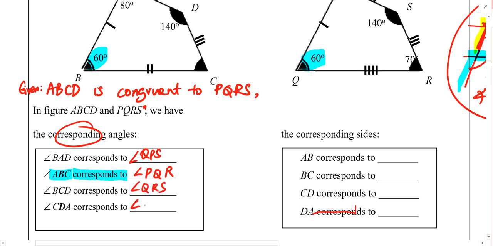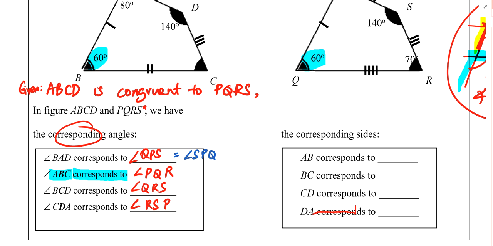QRS. And the last one? RSP. All of you have that? Are there any other variations of the answers? For example, can I say that this is actually SPQ? Cannot. Anybody has that? SPQ?